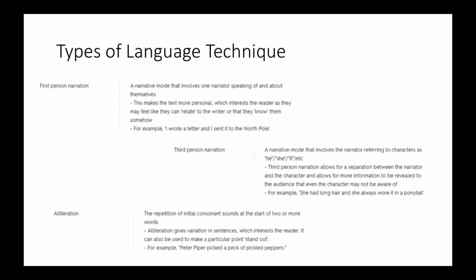Alliteration is a really nice one and it's quite easy to pick out from the source documents. An alliteration is the repetition of initial consonant sounds at the start of two or more words, which sounds really complicated, but basically it's just two or more words that have the same starting letter. An alliteration gives variation in sentences, which interests the reader, and it can also be used to make a particular point stand out. So, for example, Peter Piper picked a peck of pickled peppers, or you could use she sells seashells on the seashore, but there are even more simple ones than that. You can have something that is as easy as babbling brook, or shiny sunset, or anything that has the same beginning sound.